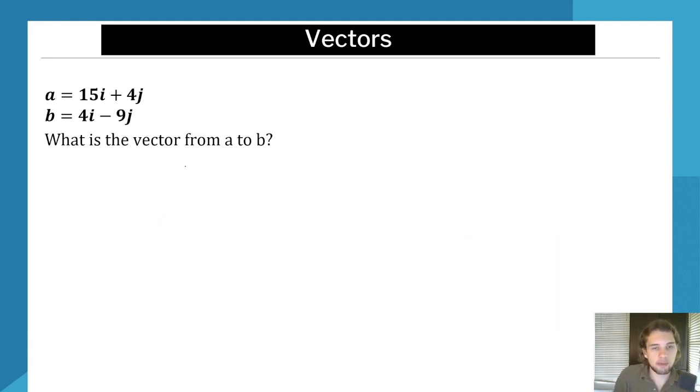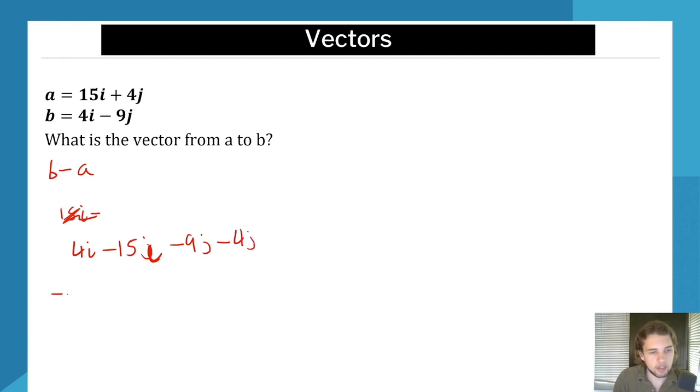So what is the vector from A to B? To do that, we should do B minus A. So 4i minus 15i, then we have minus 9j minus 4j. This all equals minus 11i minus 13j. And that's our answer.